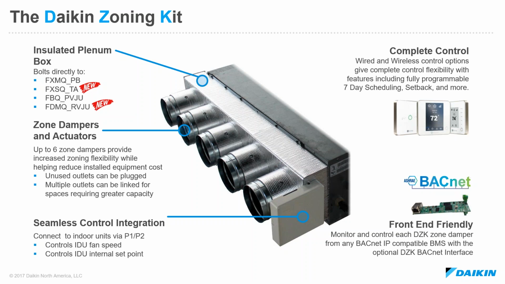It's not something that the user sees, but it's something that the DZK uses to help manipulate the capacity of the indoor unit by manipulating the set point that's sent to the indoor unit. And the DZK will also adjust the indoor unit's fan speed depending on how the zones request demand and ask for capacity.